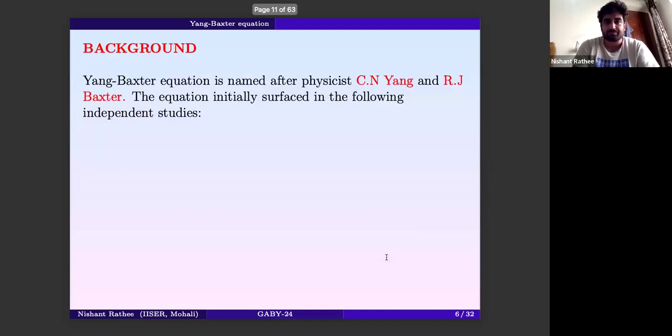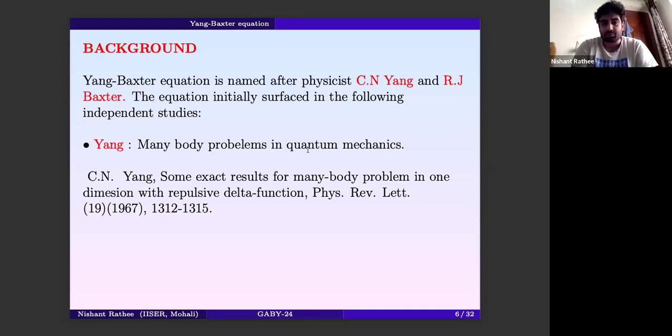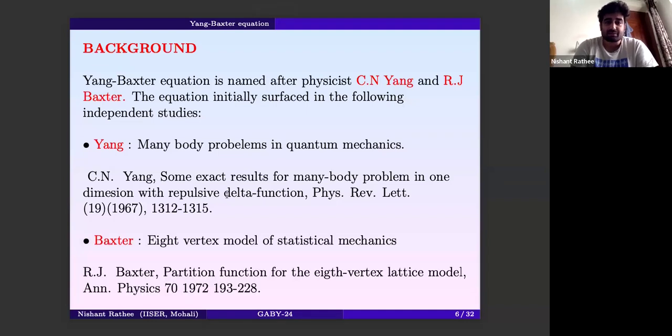So, okay, let me tell you some background. The Yang-Baxter equation is named after the physicists C.N. Yang and R.J. Baxter. The equation initially arose in the following independent studies. The first, many-body problems in quantum mechanics, is done by Yang. If you want to really check out the background, then you can see this paper. And the other is by Baxter, the 8-vertex model of statistical mechanics, where the reference is given here.